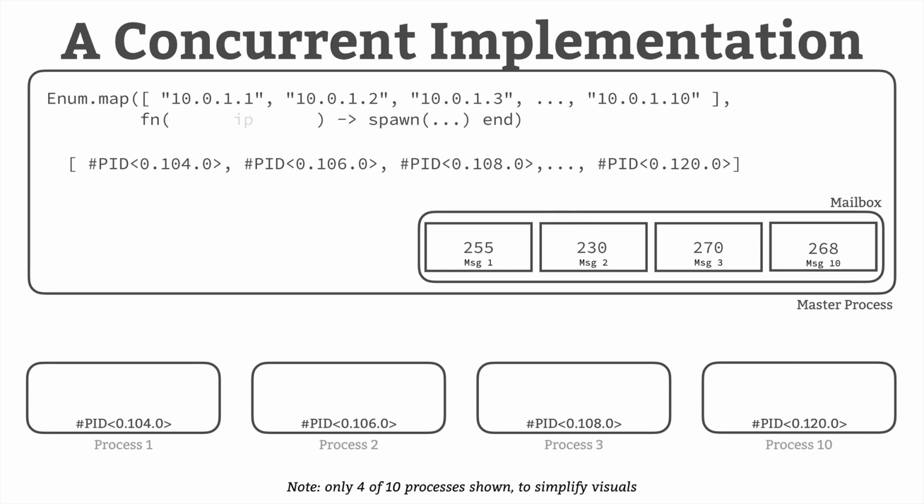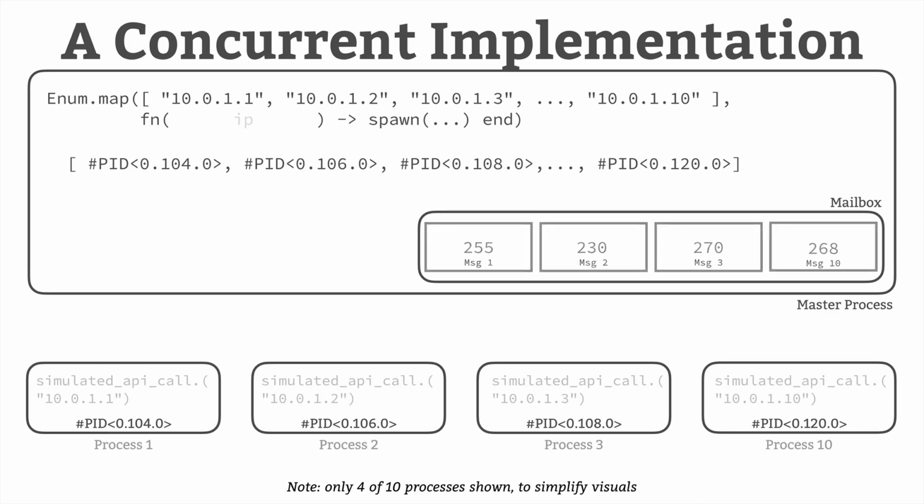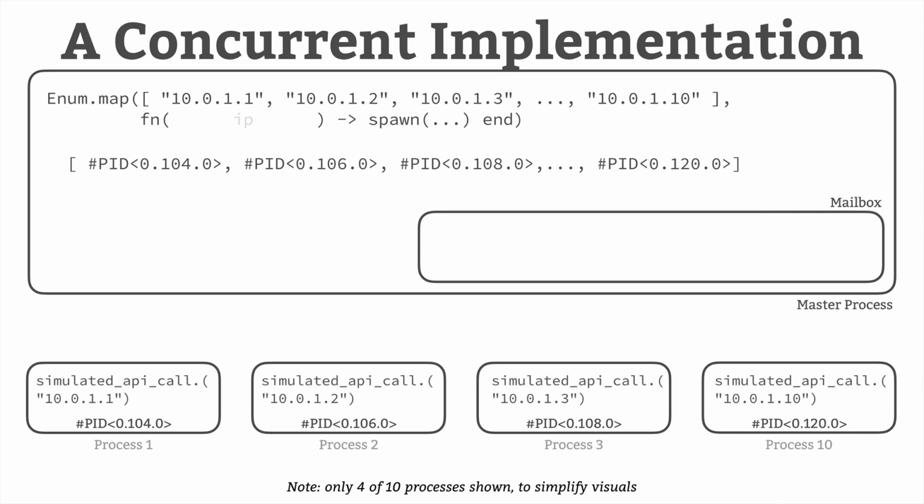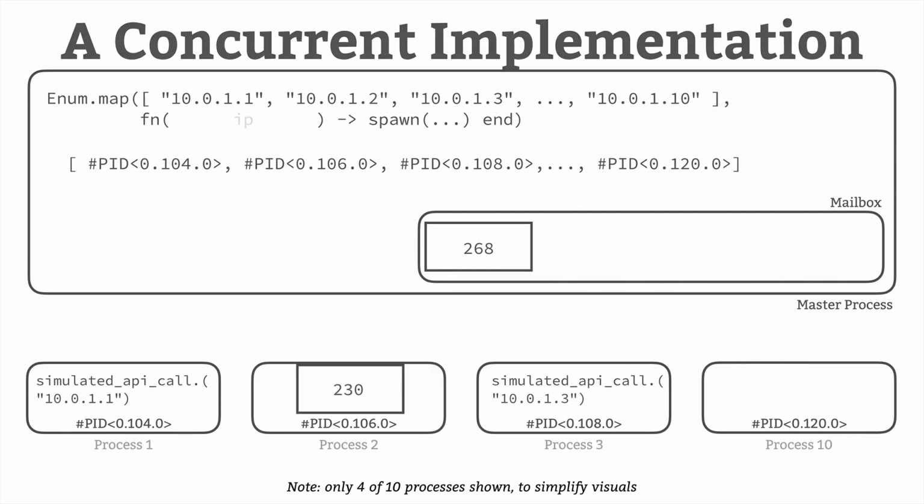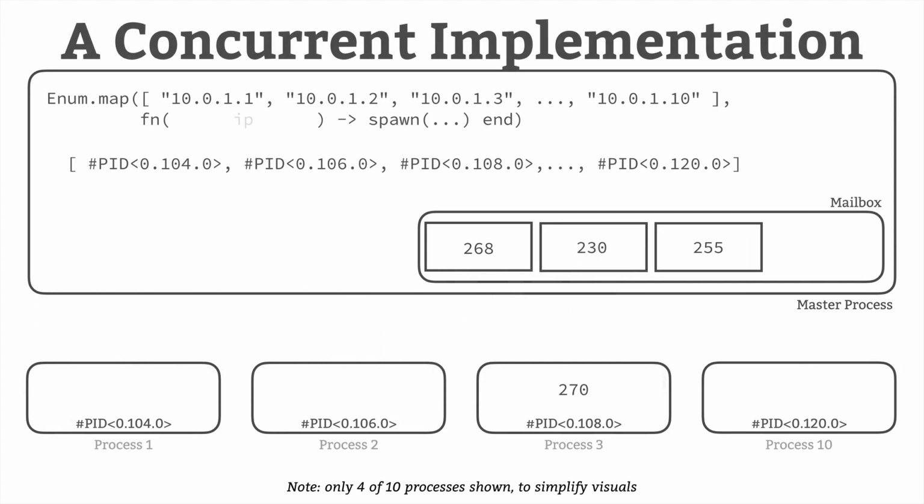Well, the answer to that is nope. Absolutely not. Messages are placed in the mailbox as soon as they're available. So if the 10th process completes before the first process, then its return value will be first in the mailbox. Okay, so how can we properly map the values in the mailbox into the proper position in a list?